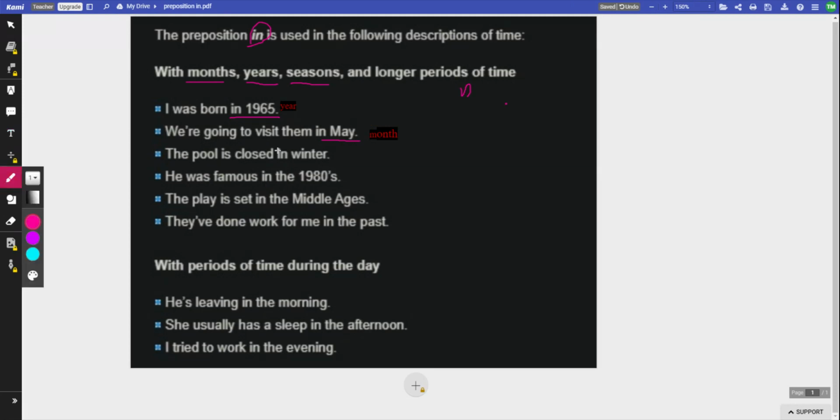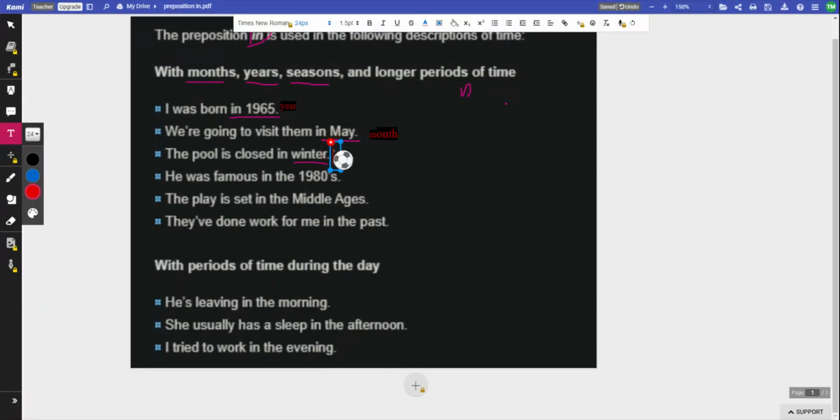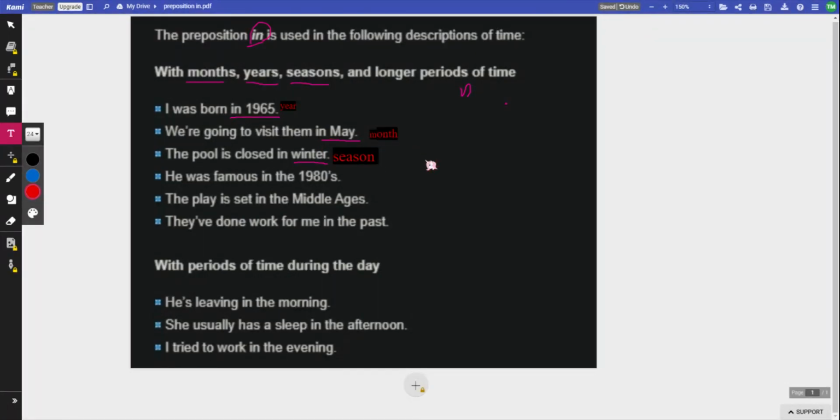The pool is closed in winter. Winter is a season. He was famous in the 1980s. In the 1980s. 1980s is a decade.